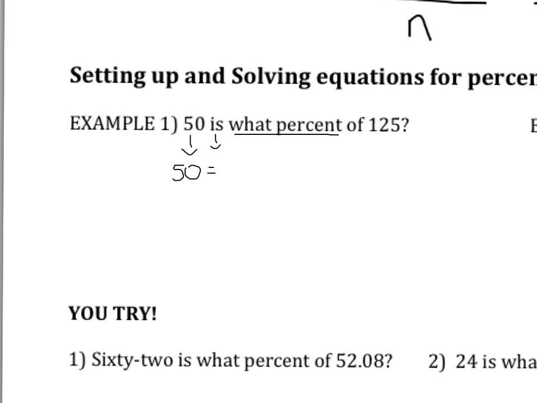"What percent" is meaning a variable. We're solving for our unknown. "What percent" is what we're solving for, so I'm going to use a P to represent it. "Of" tells me to multiply, then 125. So I have 50 equals P times 125.